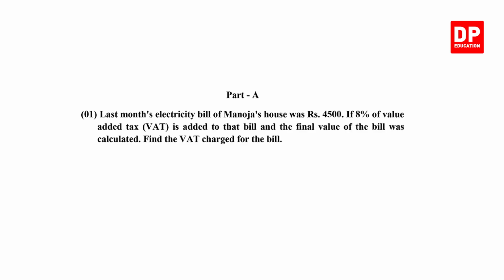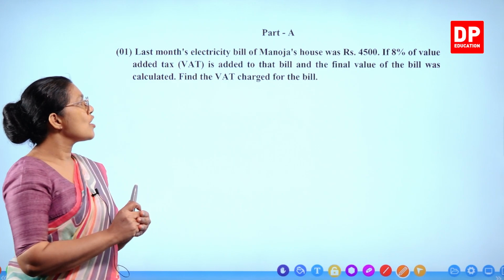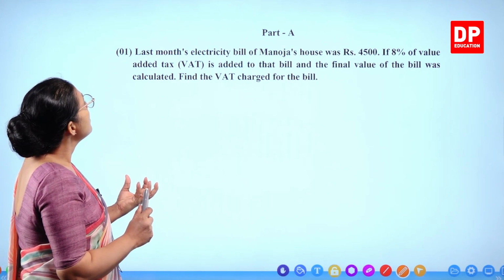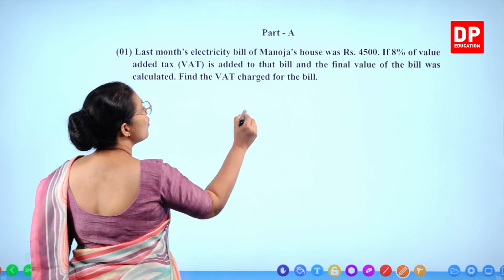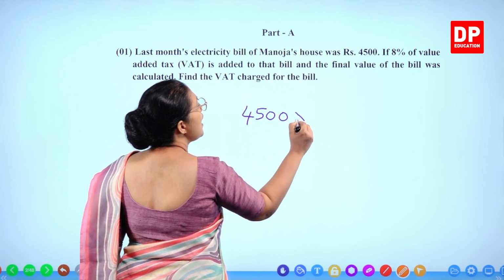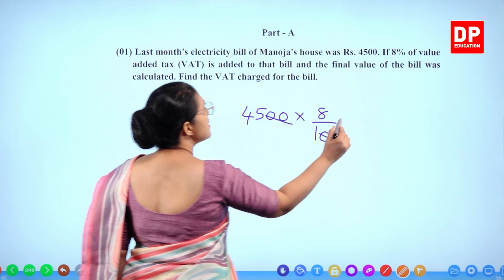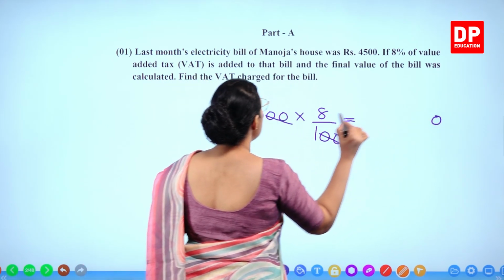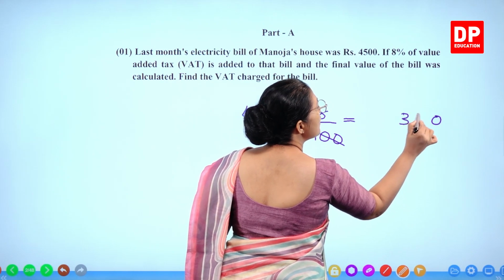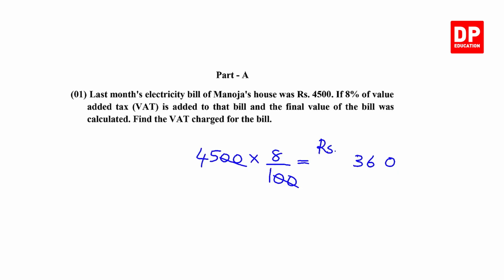Question number 1. Last month's electricity bill of Manoja's house was 4,500 rupees. If 8% value added tax is added to that bill and the final value of the bill was calculated, find the VAT charged for the bill. Only the increased amount, the VAT. So what's the value? 4,500 with 8%, so 8 over 100. Just multiply. 2 zeros get cancelled out. 8 times 45. 8 times 5, 40. 8 times 4, 32 plus 4, 36. So the VAT charged is 360 rupees. You get 2 marks for that.